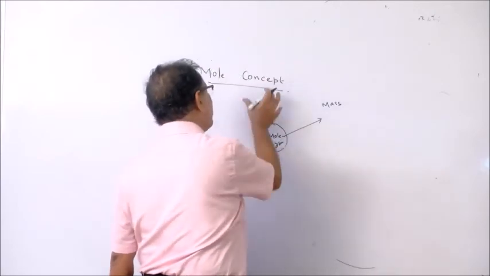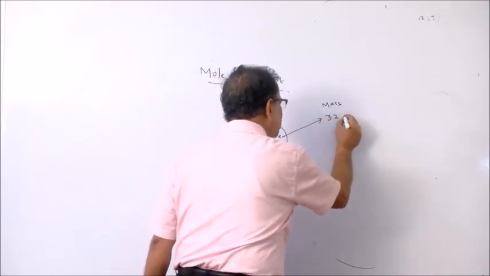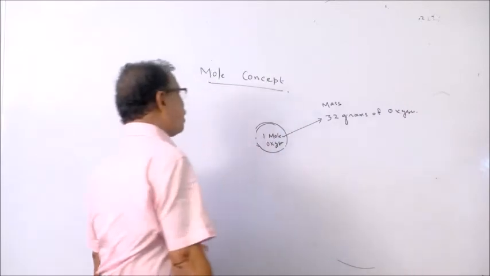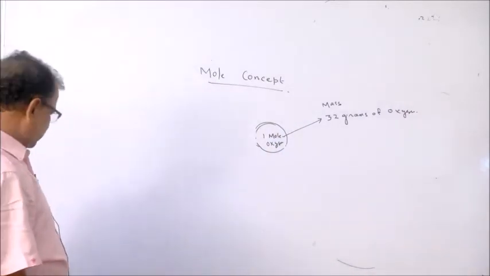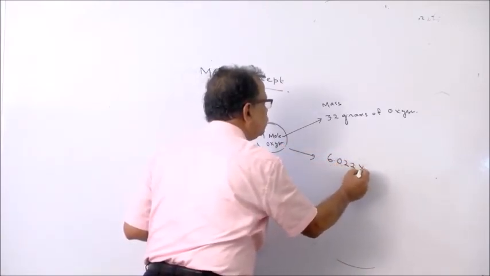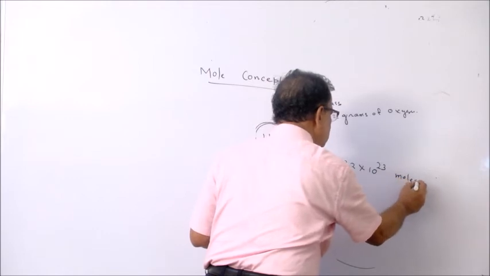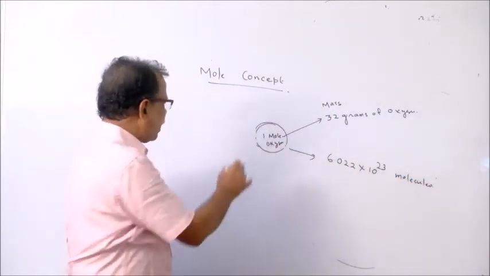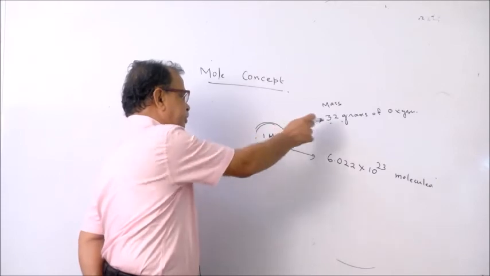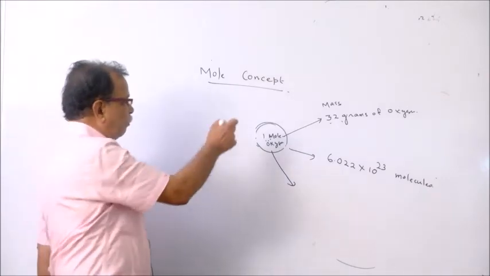Simple way: mole is the bigger unit, molecule is smaller. 1 mole of oxygen is equal to 32 grams of oxygen, and also 6.022 into 10 to the power 23 molecules of oxygen. For nitrogen, 1 mole is 28 grams. This is the relation between mole and molecules; we will work through problems.